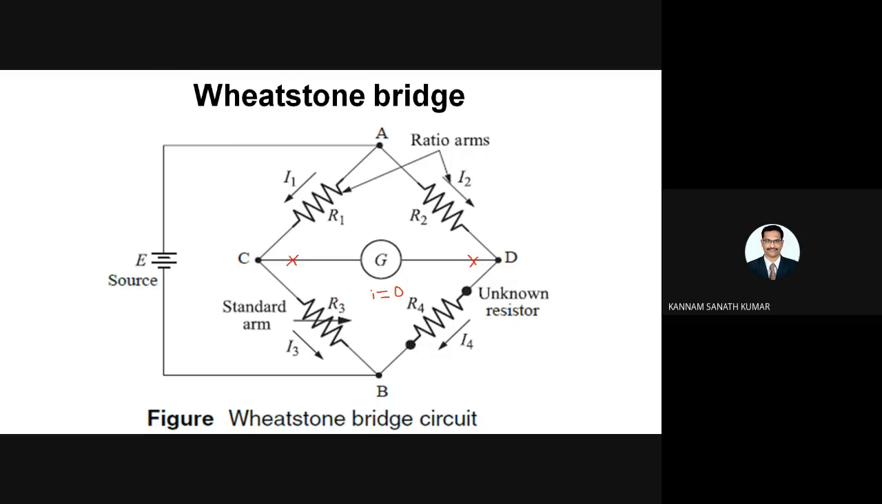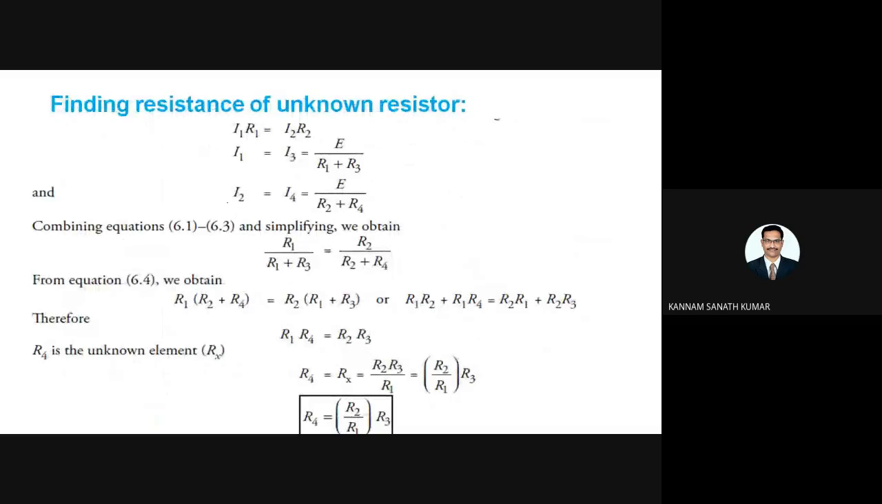And next, I2 equal to I4 equal to E divided by R2 plus R4. Combining these two equations, since all the currents are the same, we substitute the I1 value in the above equation, and I2 also. So what are we getting?